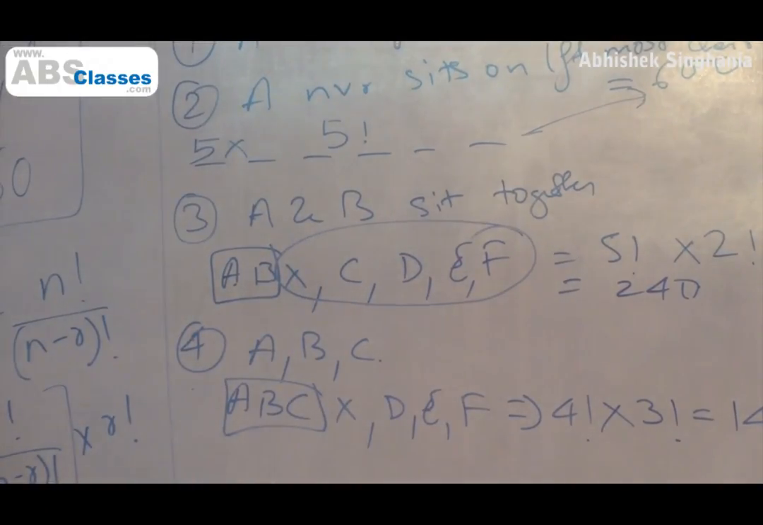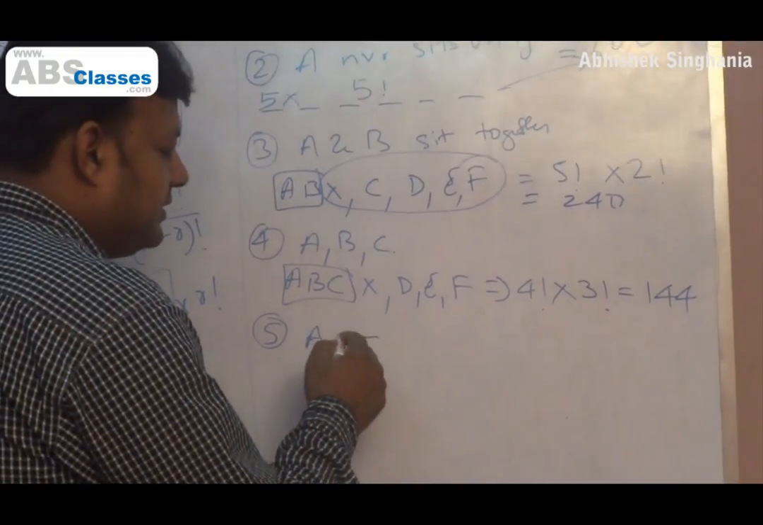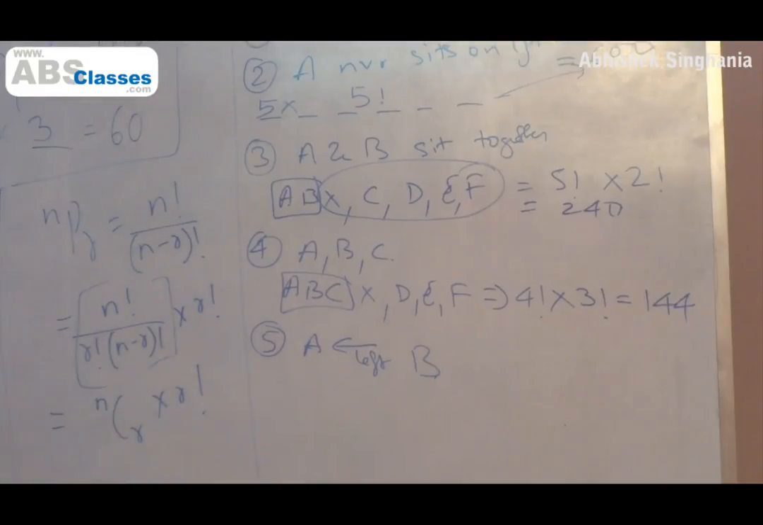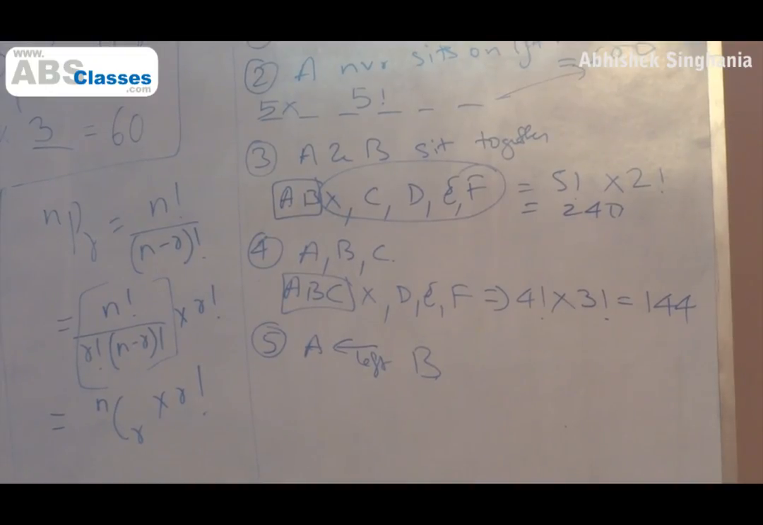Alright. Now say I ask a question: A always to the left of B. When I say left, don't presume immediate left. It doesn't mean that he sits right next to B in the left direction. It means anywhere in the direction of left, right? Now, how do I answer a question like this?